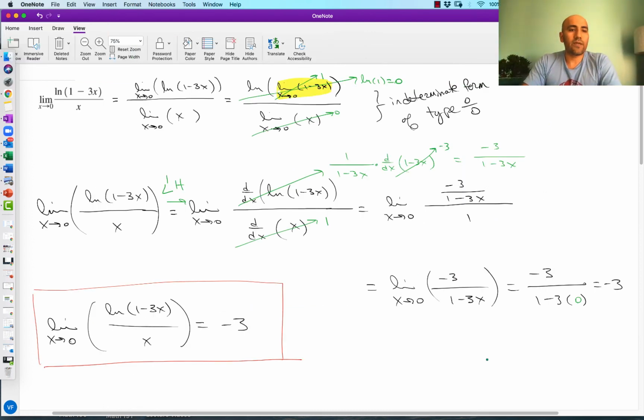Okay, so don't forget that we have to confirm that we have a limit that qualifies for L'Hopital's rule. We have to check the limit of the numerator and the limit of the denominator, and we must have something that is either of the type 0 over 0 or infinity over infinity, plus or minus. If we have an indeterminate of one of those two forms, then we can apply L'Hopital's rule.